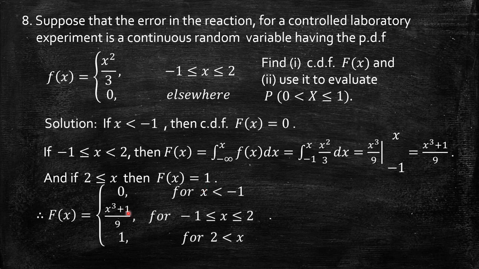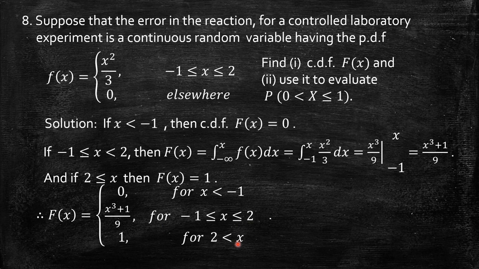So I can write the cumulative distribution function as 0 for x less than minus 1, x cube plus 1 by 9 for minus 1 less than or equal to x less than or equal to 2, and 1 for x greater than 2.